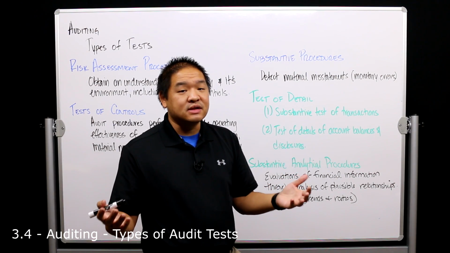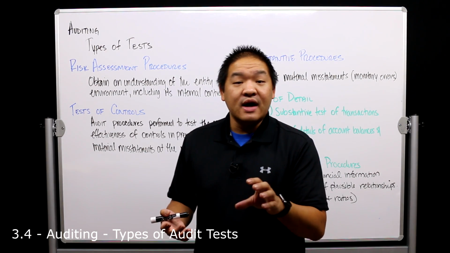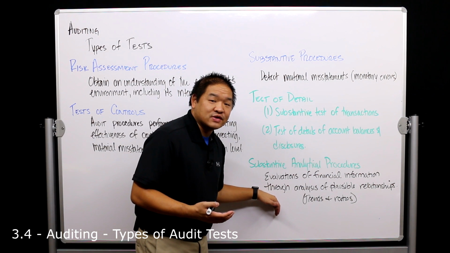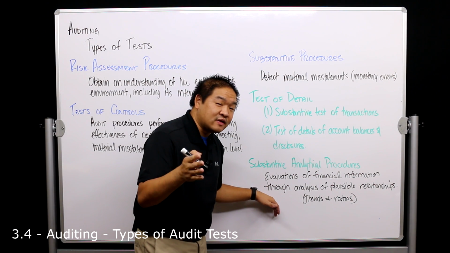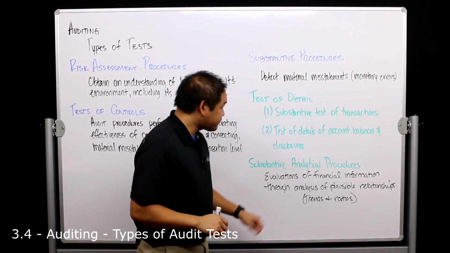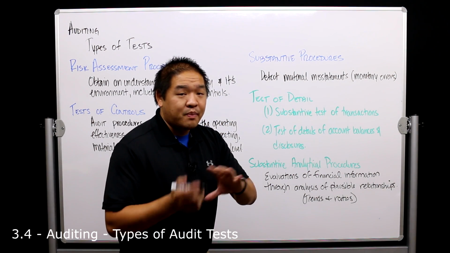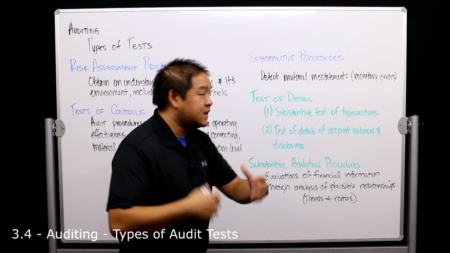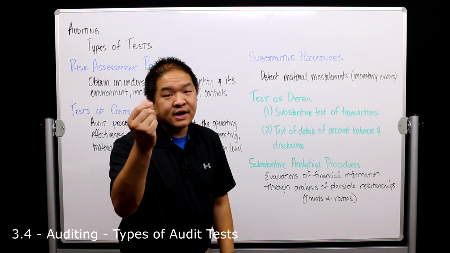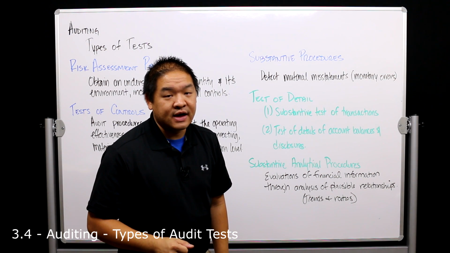It might make sense at the end of the day, okay? But substantive analytical procedures are going to help us identify those areas where something looks a little fishy, and we might want to take a deeper look into it, okay? So to go back and review it again, substantive procedures detect material misstatements, monetary errors that might occur in the financial statements.